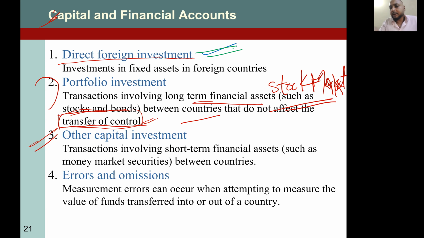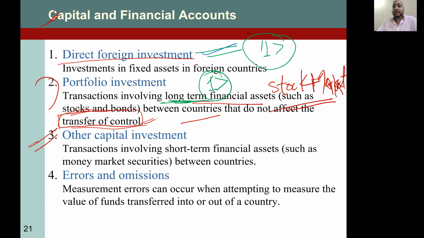Direct foreign investment is also, its life is more than 1 year. Portfolio investment, you are holding stocks and bonds whose life is more than 1 year, right? Your intention is that the money is going to be stuck over there for more than 1 year.